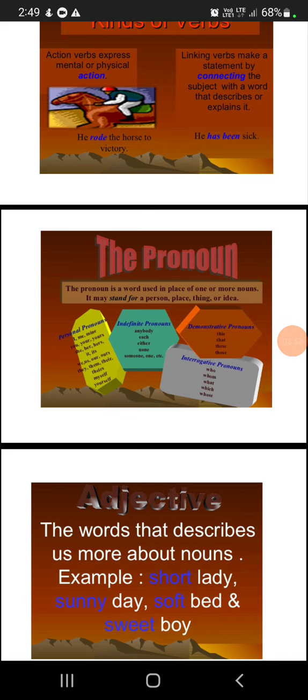There are four types of pronouns. The first one is personal pronouns, the second is indefinite, the third is demonstrative pronouns, and the fourth is interrogative pronouns. The first, personal pronouns, is I, me, mine. These kinds of words represent your own self. So I, me, mine represent one's own. You, your, yours represent someone else's.